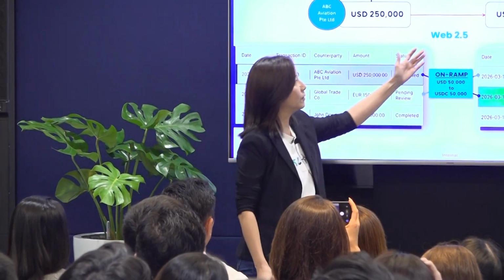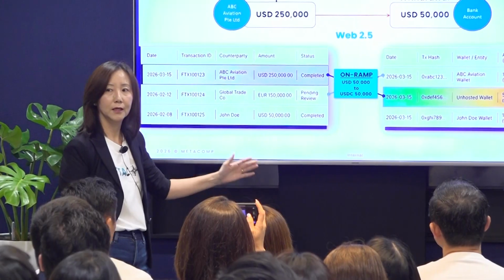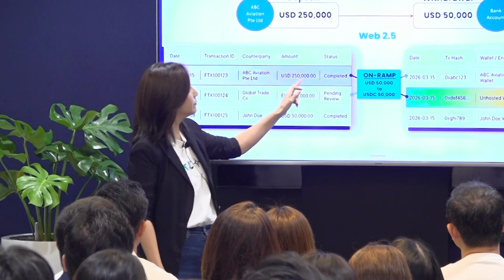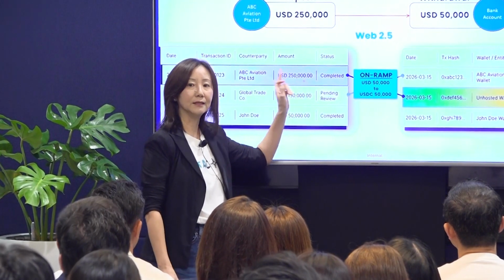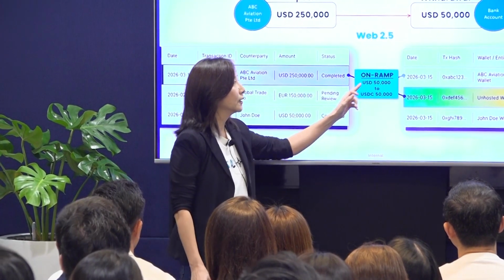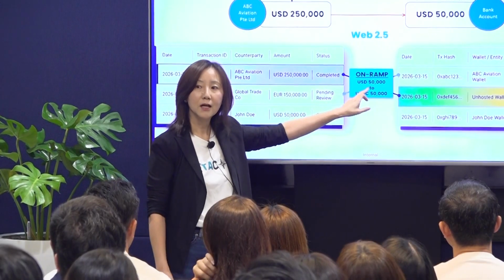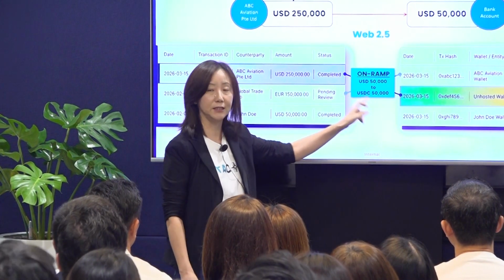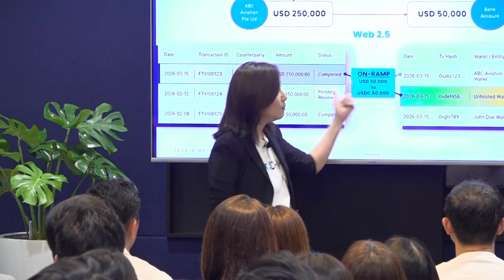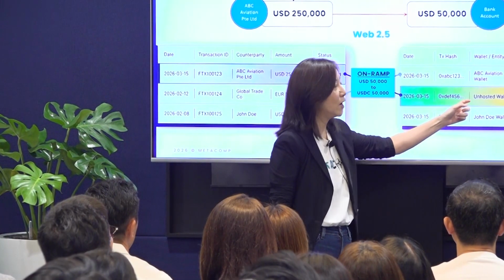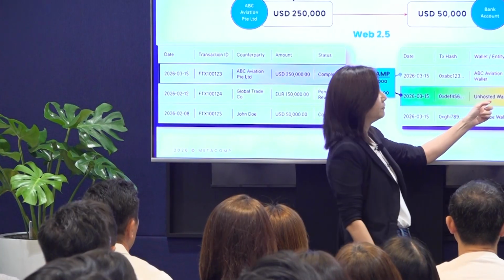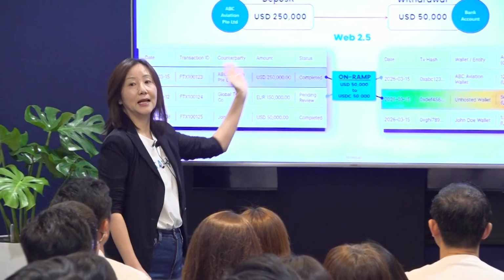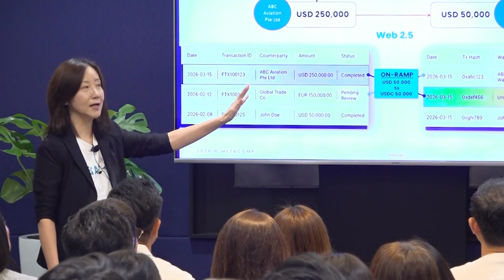But when we look from the Web 2.5 perspective, the client still gives us the 250,000 USD, right? Then the client requests us, hey, help me to do an on-ramp, convert 50,000 USD to 50,000 USDT. And then help me to pay out or withdraw these 50,000 USDT outside. That's the daily request we actually receive from clients, right?